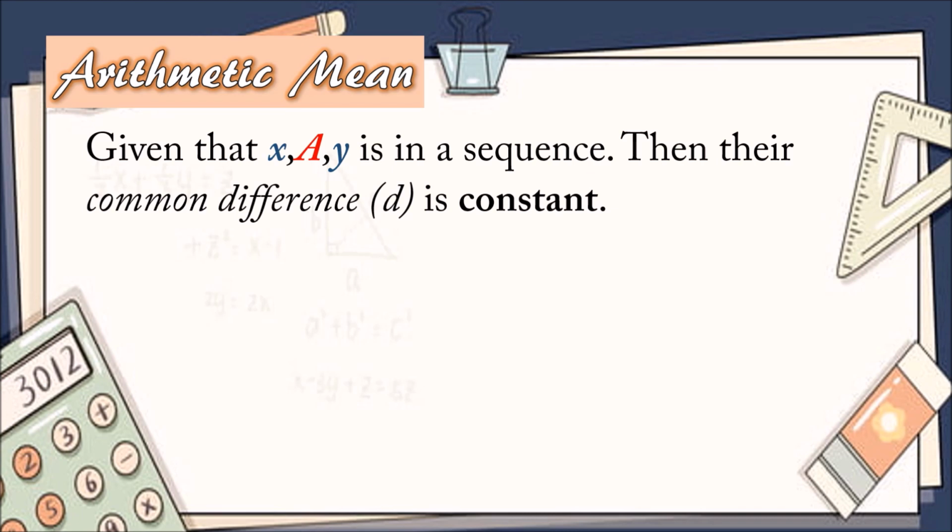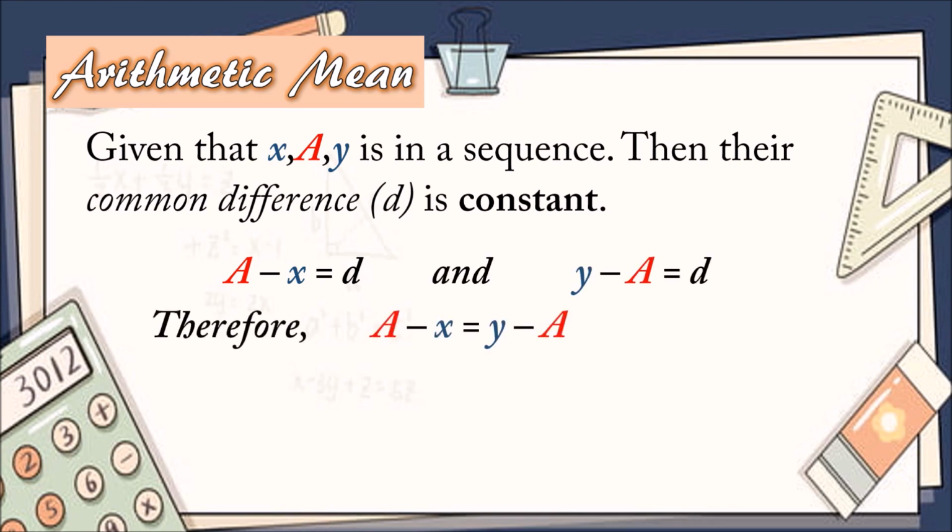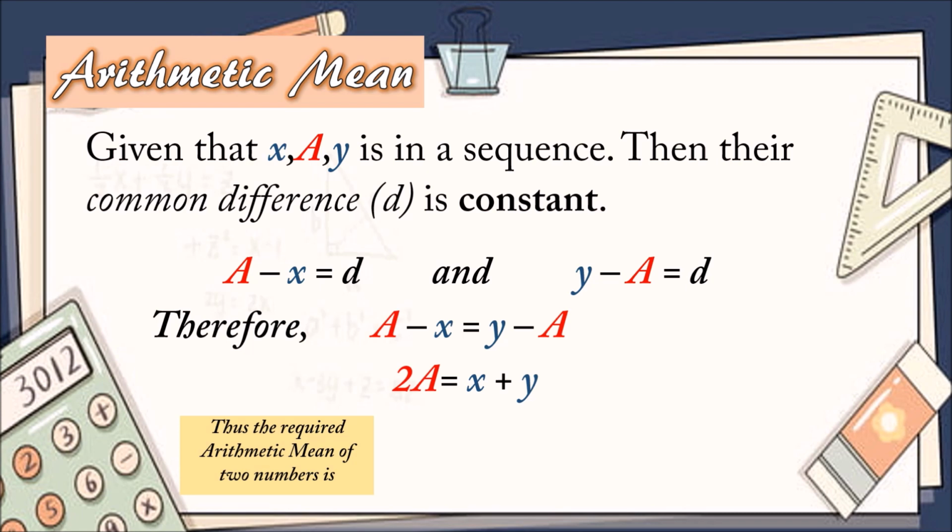Napag-usapan na natin noong nakaraang module or lesson, ang common difference ay makukuha kapag sinubtract natin ang two succeeding terms. In this given, we have a minus x is equal to d and y minus a is equal to d. Therefore, ang common difference nila ay constant o magkapareho, which is a minus x is equal to y minus a. So we will have 2a is equal to x plus y. Thus, the required arithmetic mean of two numbers is a is equal to x plus y over 2.